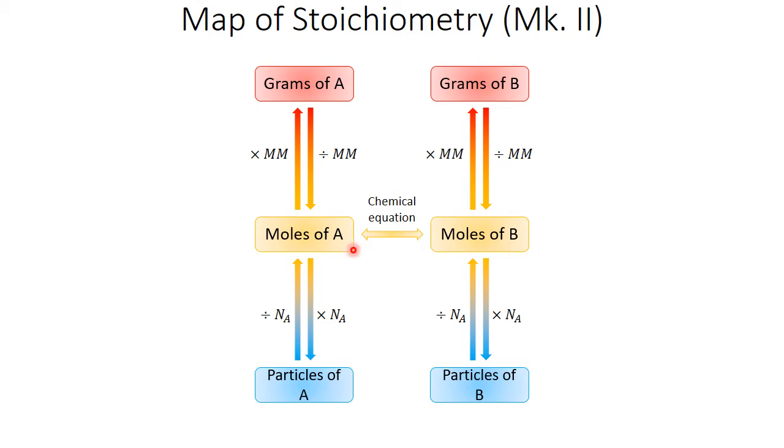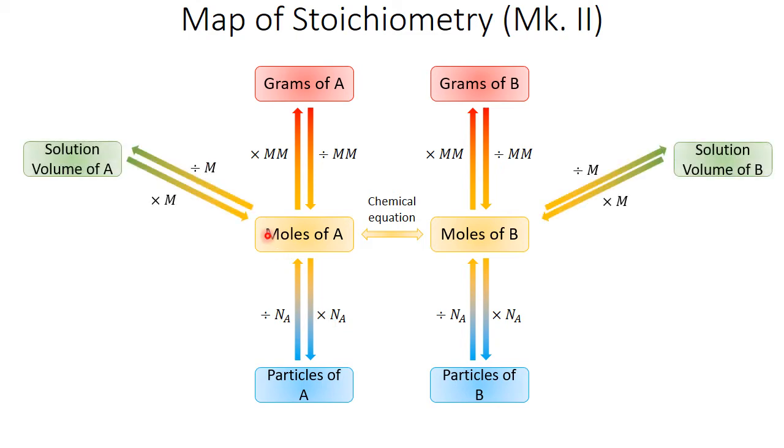where we have our moles to moles conversion in the middle through a chemical equation, and then we can go from moles of a substance to grams of a substance using the molar mass, and then moles to particles using Avogadro's number. Well, we've got two new sets of boxes that we can put on this thing.